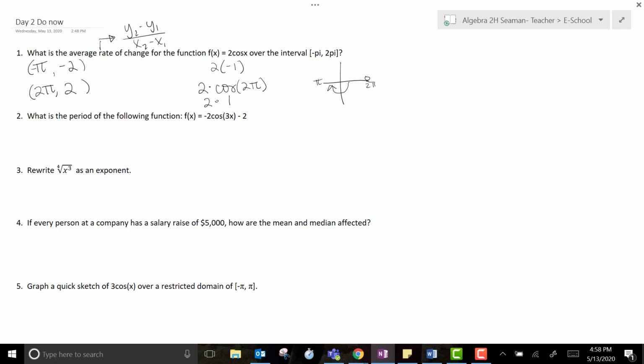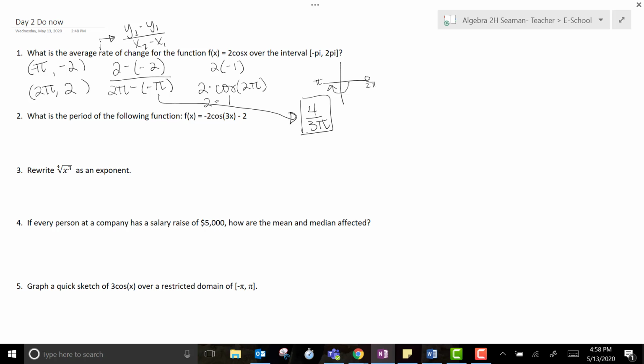Getting this written down, remember I'm just identifying my x1, y1, my x2, y2. So when I plug them into that slope or average rate of change formula, I get 2 minus negative 2, y2 minus y1 over x2, so 2 pi minus negative pi. When I simplify this, we should get, let's write it over here, I got 4 over 2 pi plus pi, so I'm just going to leave that 4 over 3 pi and let it be.